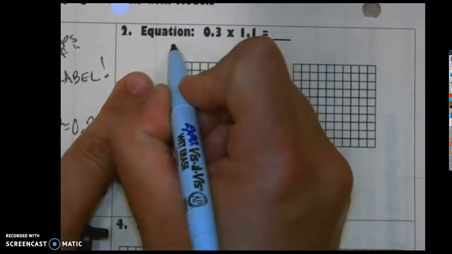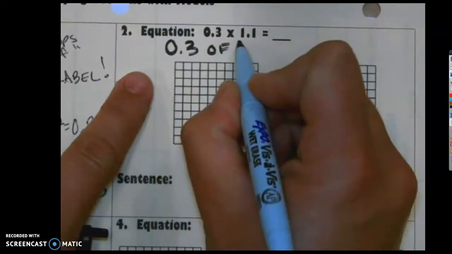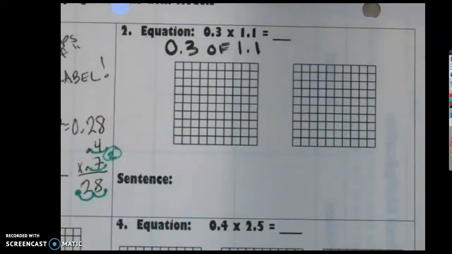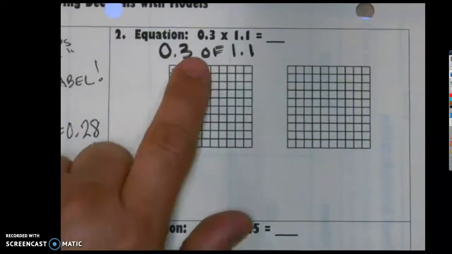Okay, so we're going to rewrite this as 3/10 of 1 1/10. Rewrite that just like you see it. Remember that "of" means groups of. Okay, now this is our expression.